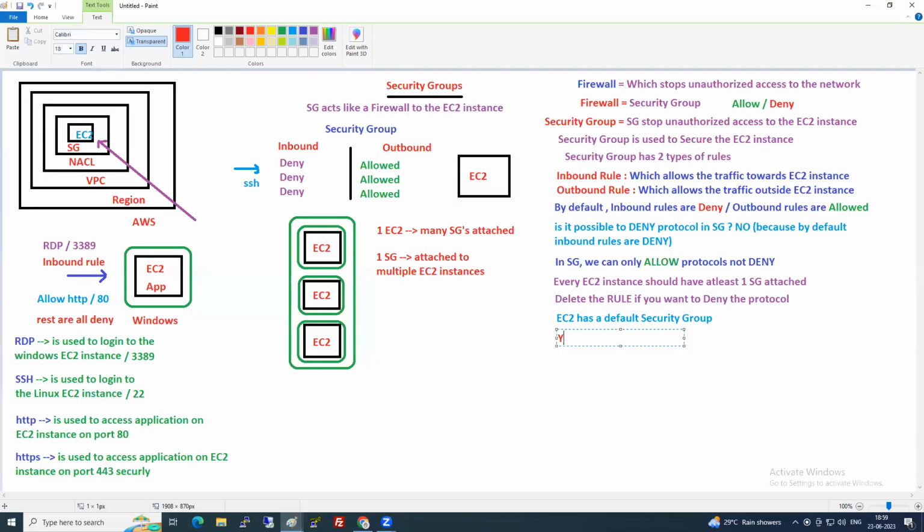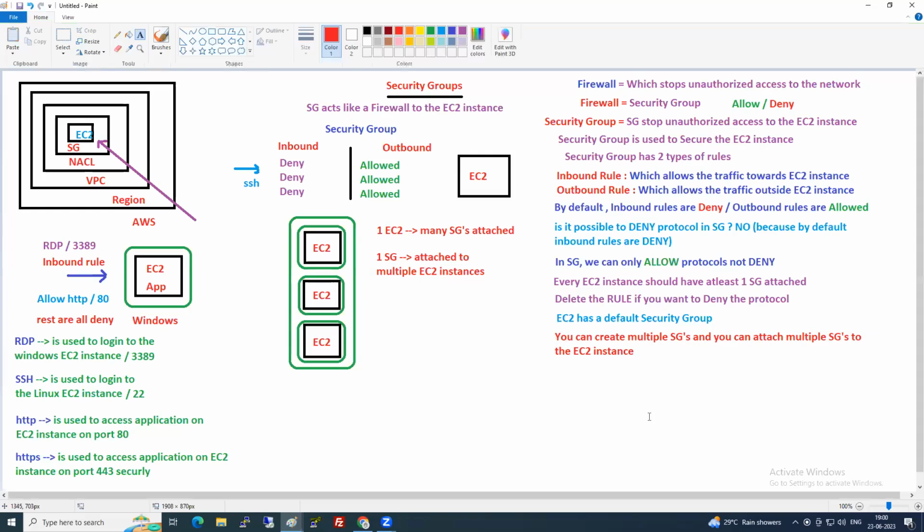So I'll write, you can create multiple security groups, and you can attach multiple security groups to the EC2 instance. There will be a soft limit, but guys, will you attach so many security groups on an EC2 instance? Don't do that, because you will get confused, right? Don't do that.